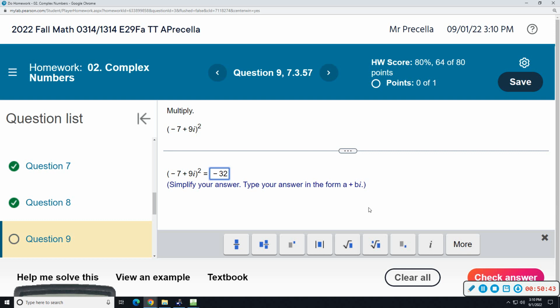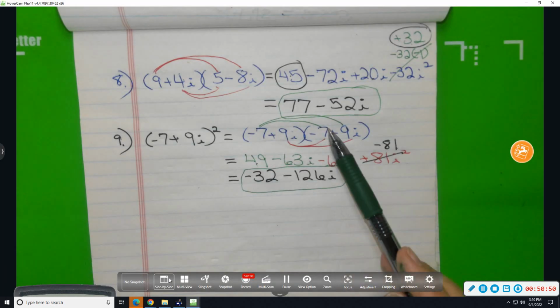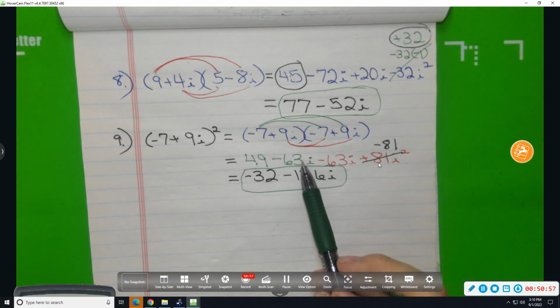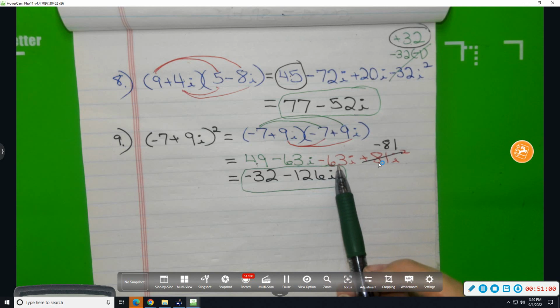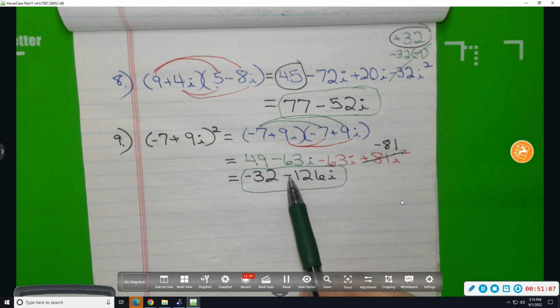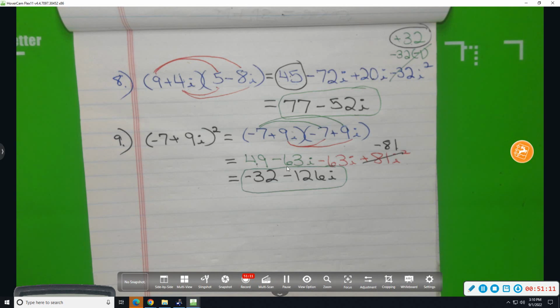Negative times a negative, is that positive or is that still negative? We don't have a negative times a negative. Oh, the negative here, negative times negative, that's positive. Negative times negative is positive, but look at this one. Negative 63i minus 63i. It's not multiplication, you're adding the negative 63 and the negative 63, that stays negative. Negative plus a negative. That's basically what you're doing. Negative 63 plus a negative 63 gives us a negative 126i.